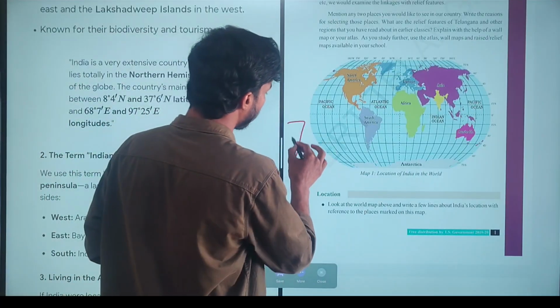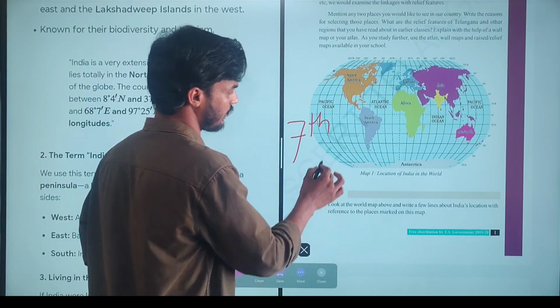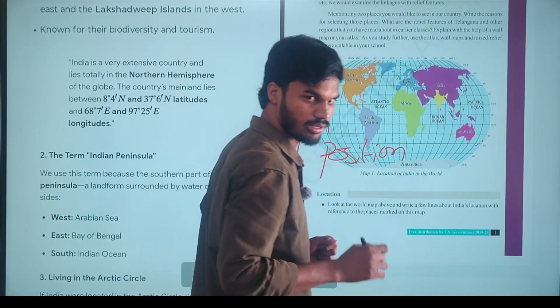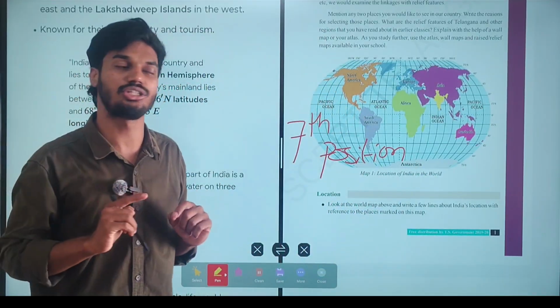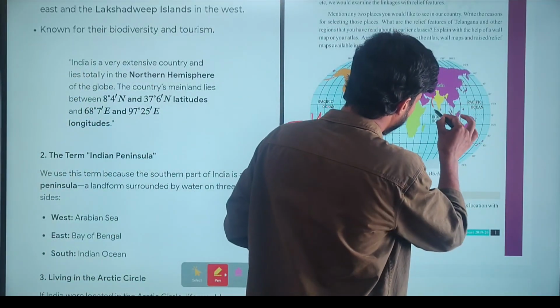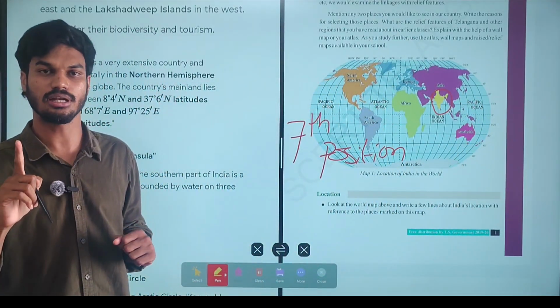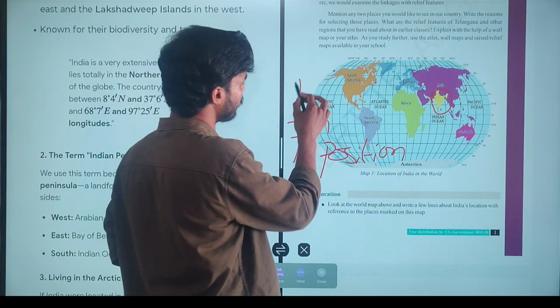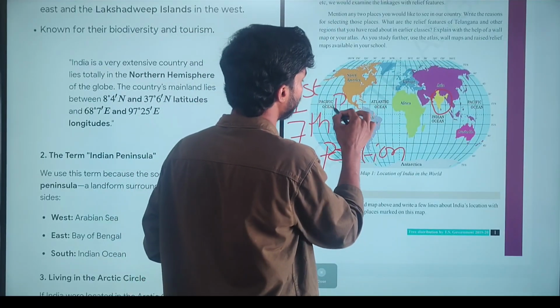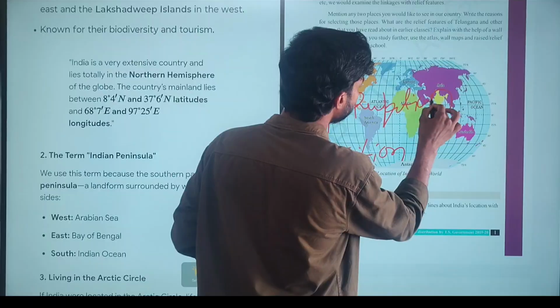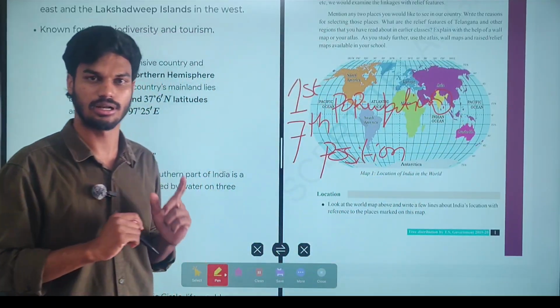Coming to our India, India stands in 7th position according to the country-wise area distribution. And look here, according to country-wise area distribution, India stands in the 7th position, whereas India stands in the 1st position in population. Clear?